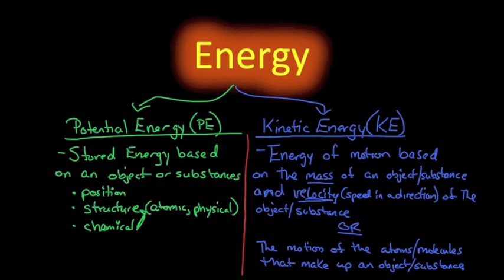Different types of potential energy can be converted into all the various forms of kinetic energy, and vice versa. The energy of motion, kinetic energy, can be converted into potential energy, the stored energy, to be used at a later date. Let's look at some of those examples now.